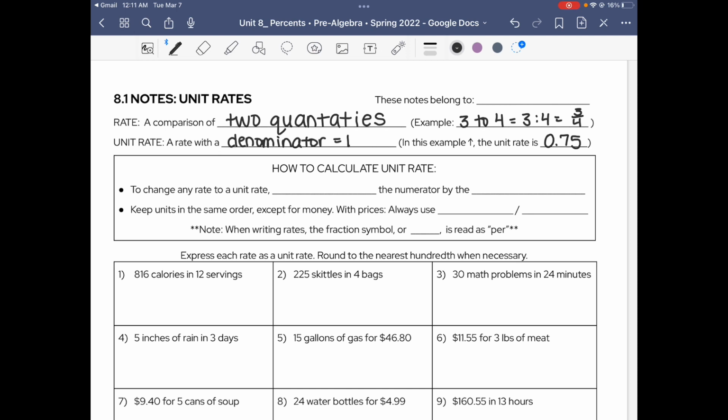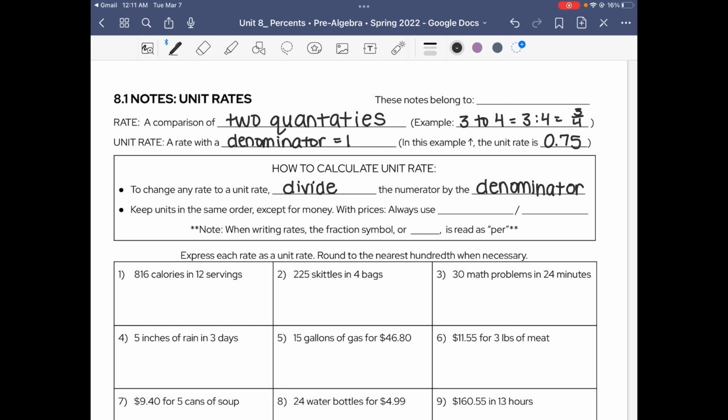So to change any rate to a unit rate, which by the way is the most useful form of a rate because it's as simple as it can get, you simply just divide the numerator by the denominator. Just make sure that the one that you are dividing by is the one on the bottom.